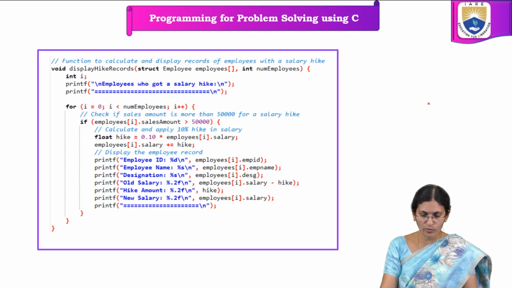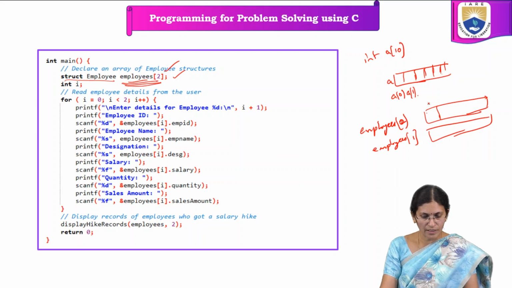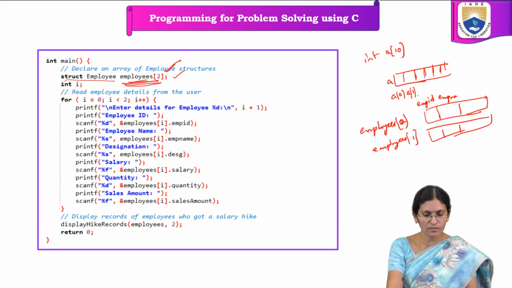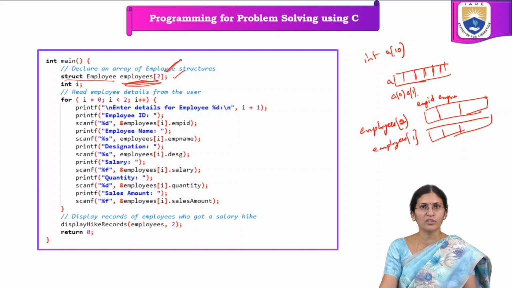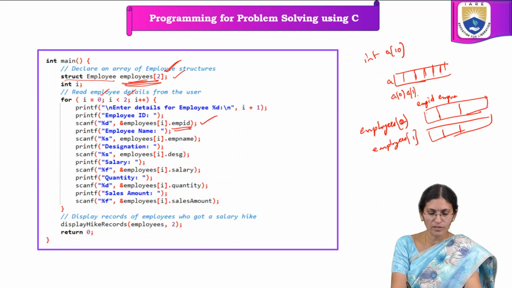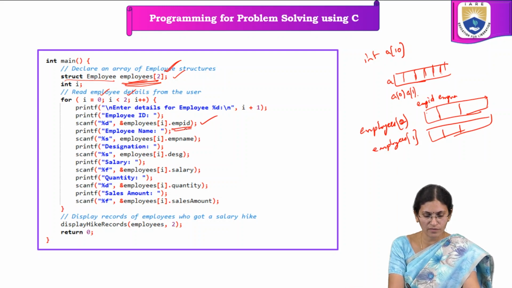In employees of 0, again we have information like employee ID, employee name and so on. In this way we can interpret this array. Here we have 2 employees, so 2 employee records we need to enter. Therefore, in order to read these values, we need a for loop. We are using a for loop for i equal to 0 to i less than 2. Then the corresponding value is read into the variable emp.id.